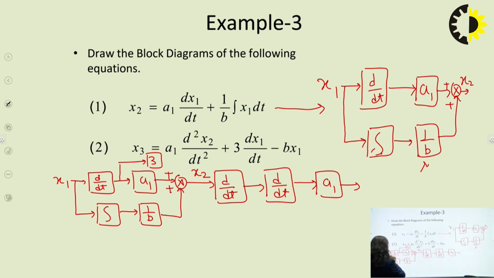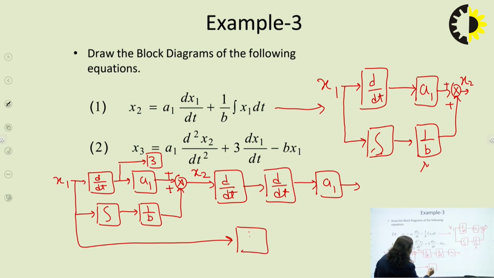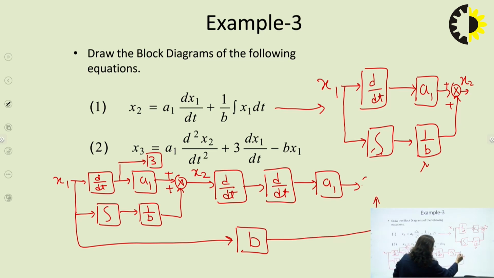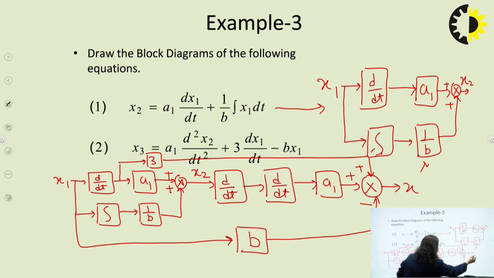This x1 value is also passed through a gain of b to generate b into x1, and all these three values are added through a summer block to generate x3. So this is the overall block diagram of the second equation using the first equation.